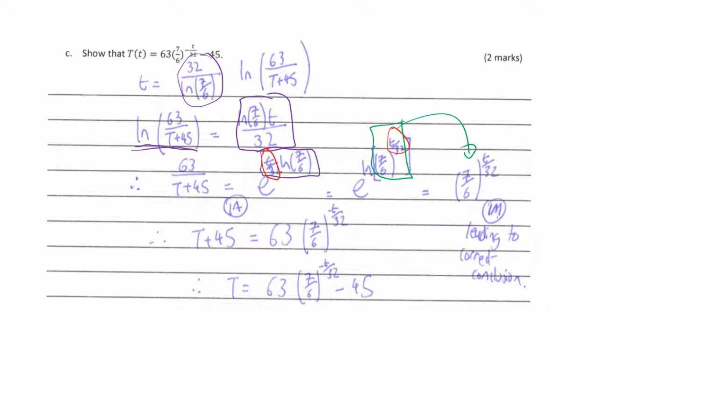So here we are: 63 divided by (temperature plus 45) is equal to (7/6) to the power of (time divided by 32). And then it's just a case of making capital T the subject, multiplying across, dividing by (7/6)^(t/32), making it (7/6)^(-t/32), 63 times (7/6) to the power of minus t on 32, subtracting 45, and there we are, we end up where we needed to be.